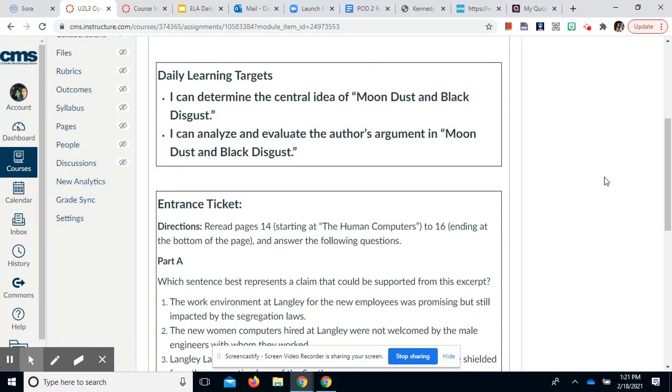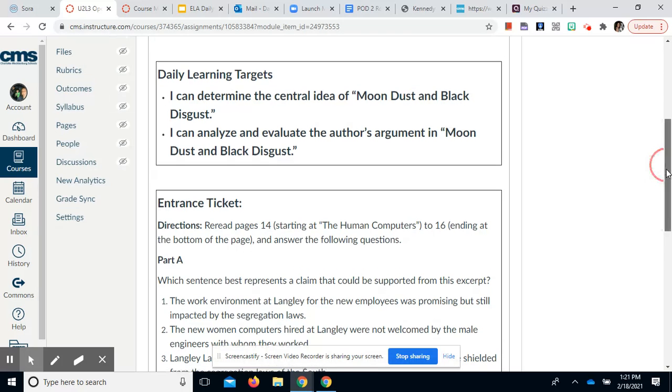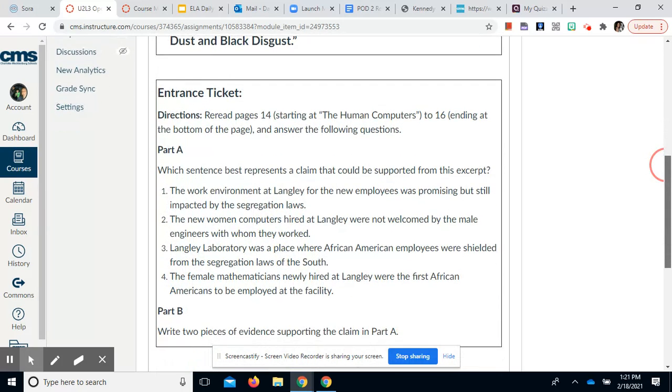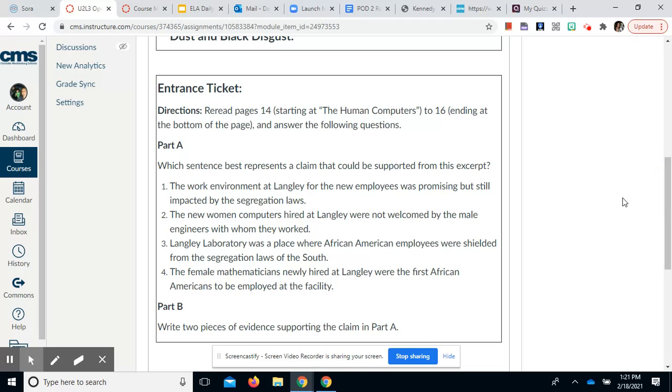Learning targets for lesson 3. I can determine the central idea of Moon Dust and Black Disgust. I can analyze and evaluate the author's arguments in Moon Dust and Black Disgust. The entrance ticket asks for us to reread an excerpt from pages 14 to 16 called The Human Computers, and then after reading it to determine which claim best represents that excerpt.